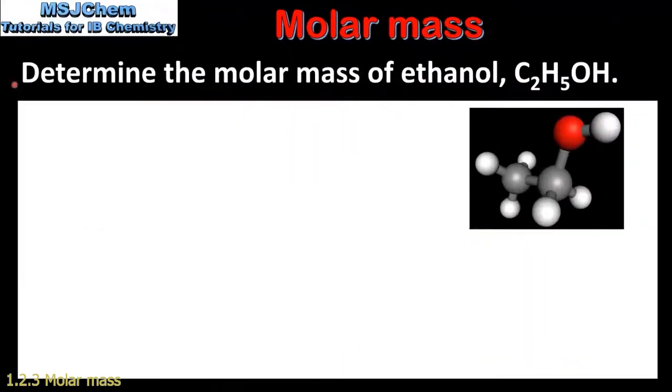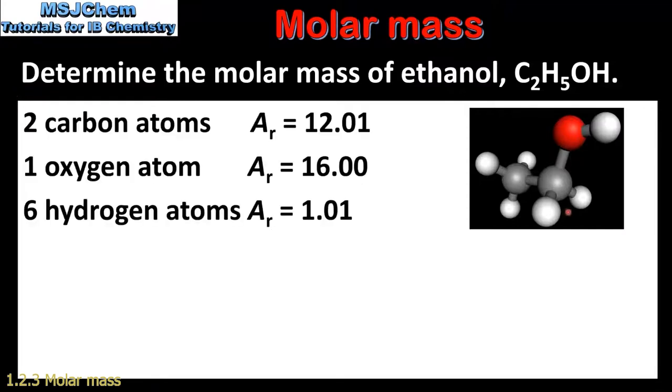In this example, we'll determine the molar mass of ethanol, which has the molecular formula C2H5OH. On the right, we can see one molecule of ethanol. One molecule of ethanol is made up of 2 carbon atoms, 1 oxygen atom, and 6 hydrogen atoms. On the left, we can see the relative atomic masses of carbon, oxygen, and hydrogen.